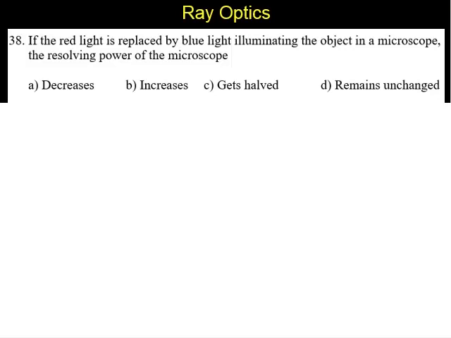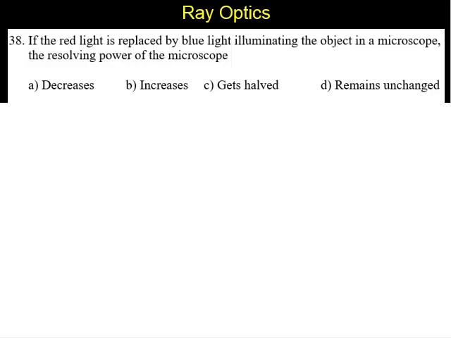Question number 38. If the red light is replaced by the blue light, illuminating the object in a microscope, the resolving power of the microscope: A, decreases; B, increases; C, gets solved and remains unchanged. Now this is a problem of understanding the relation between resolving power and the wavelength.